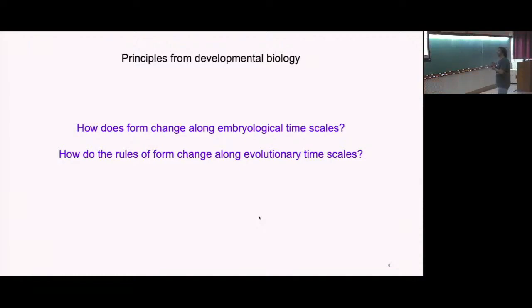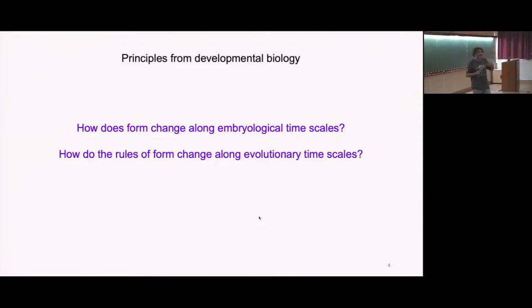And one can therefore ask, how does form change along embryological time scale? So if one wants to look at cellular interactions, cell environment interactions, by environment I mean the matrix in this case and so on, how does that happen within developing embryos? Okay, that itself can give you some clues as to how things unfold.